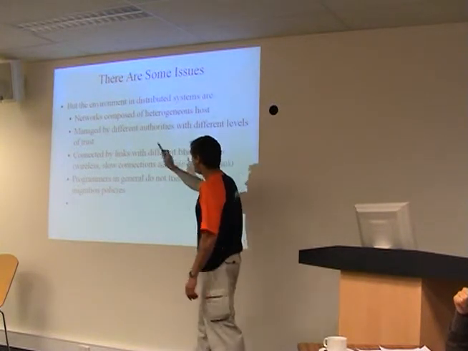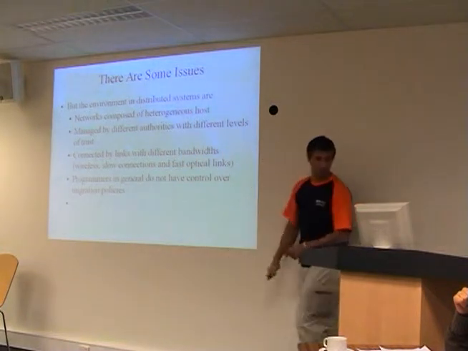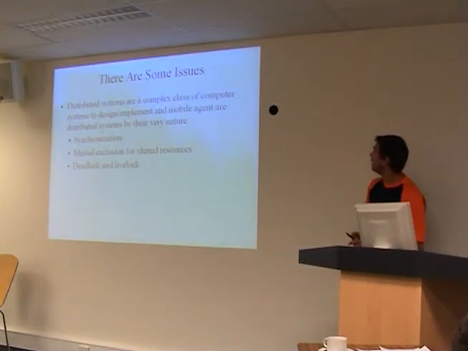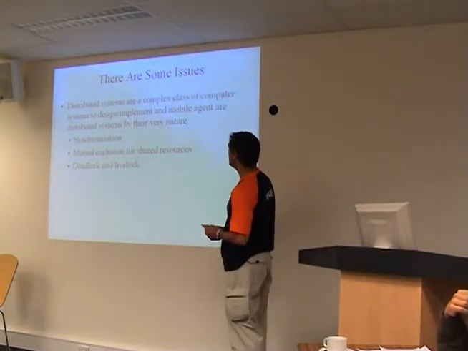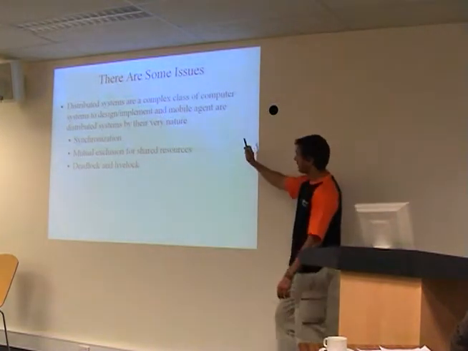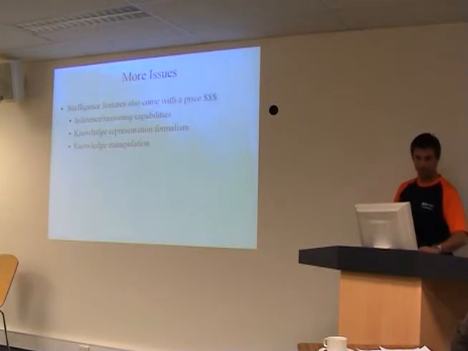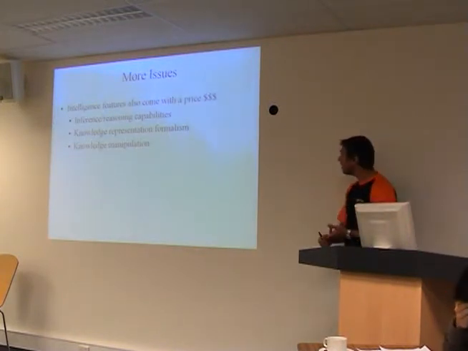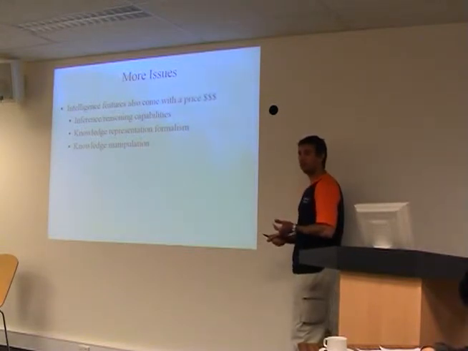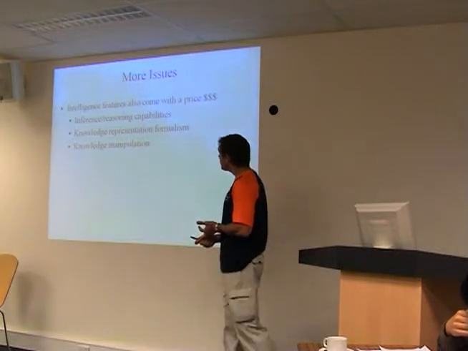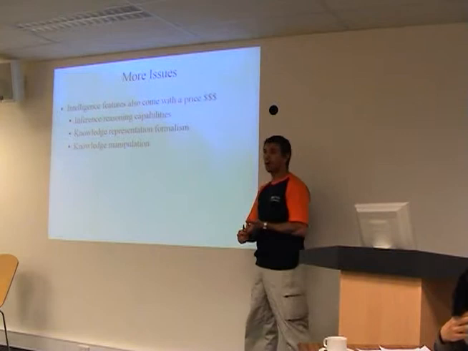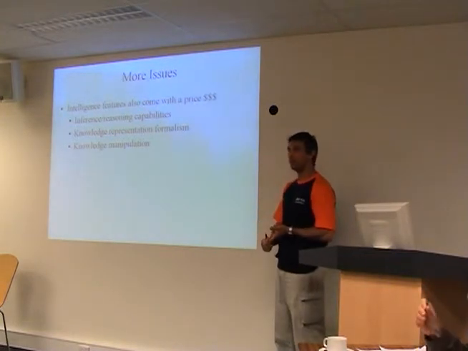Second, programmers in general do not have control over the migration policies. And there are also issues specifically with mobility, like synchronization, mutual exclusion for shared resources, and deadlock and livelock. More issues: to implement intelligent features, it comes at a cost. It doesn't come for nothing, right? Inference and reasoning capabilities are not easy to implement. It may make your application quite heavy, okay?